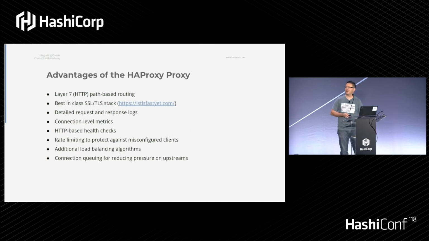Now, I said sooner that HAProxy would be better than Consul's built-in proxy. Why? First, we can do layer 7 routing, which is not available in the built-in proxy. Second, we have the best, and that's not us saying it, that's a guy from Google who maintains this page, SSL/TLS stack, so you will benefit from perfect forward secrecy, all that stuff out of the box with HAProxy, with almost nothing to configure.